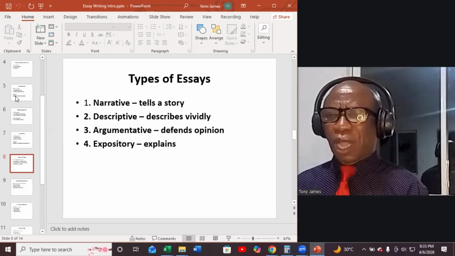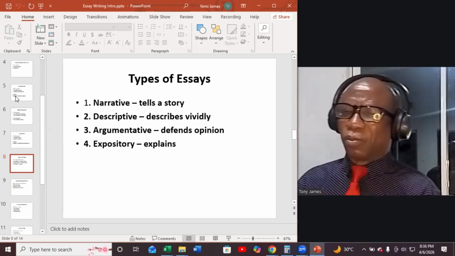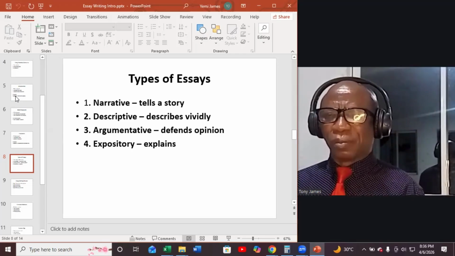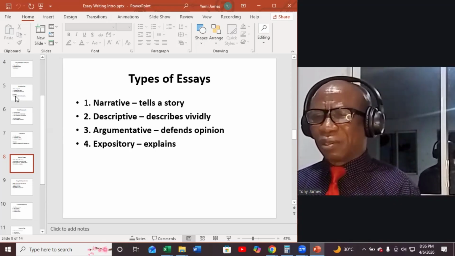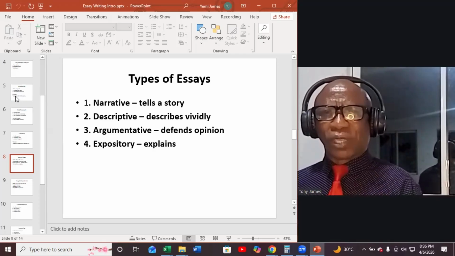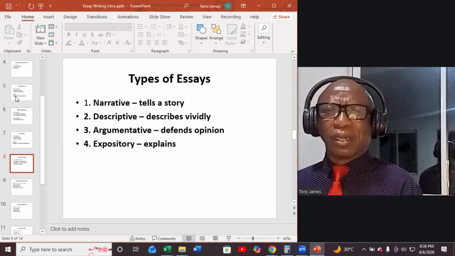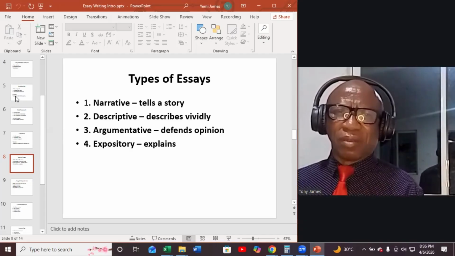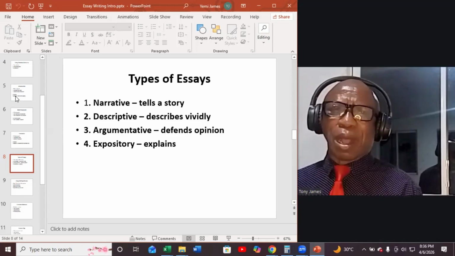These are the 4 major types of essay. Now let's look at each one by one. The narrative essay, as the name suggests, narrates a story. It tells a story. So an essay can be given to you in the WAEC exam that will ask you to tell a story. It may not tell you directly to tell a story, but you can be asked to write the account of an incident you witnessed. That is a narrative essay, where you narrate what you saw and what you heard about the event.